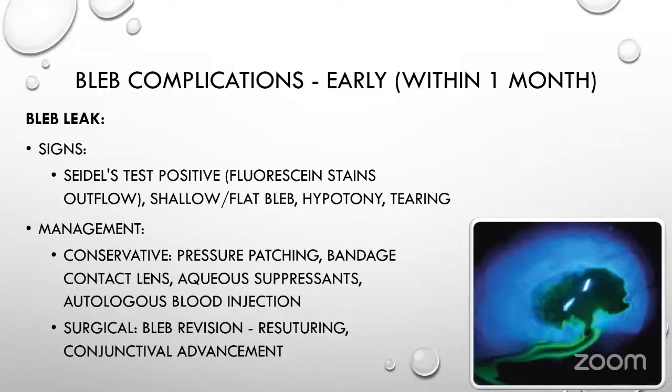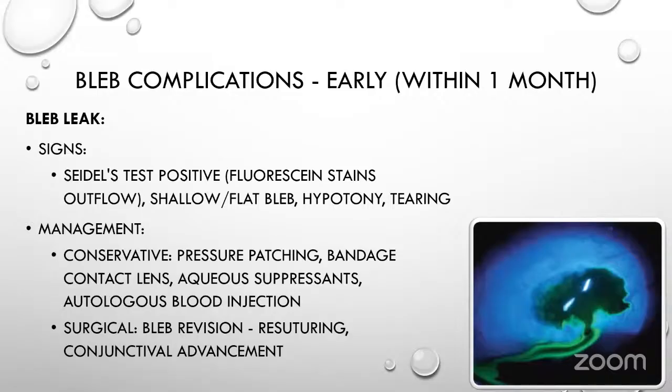So these are possibilities that may cause bleb leak. And the hallmark here is Seidel positivity. And in this situation, what do we do? It can be conservative, or you can actually intervene surgically. So conservative care now also depends on the extent of the leak, the extent of the shallow anterior chamber.